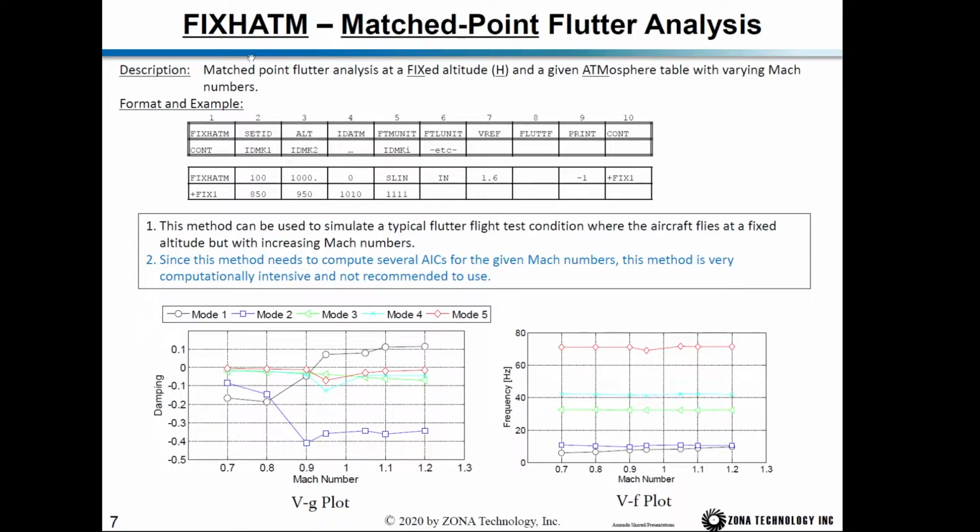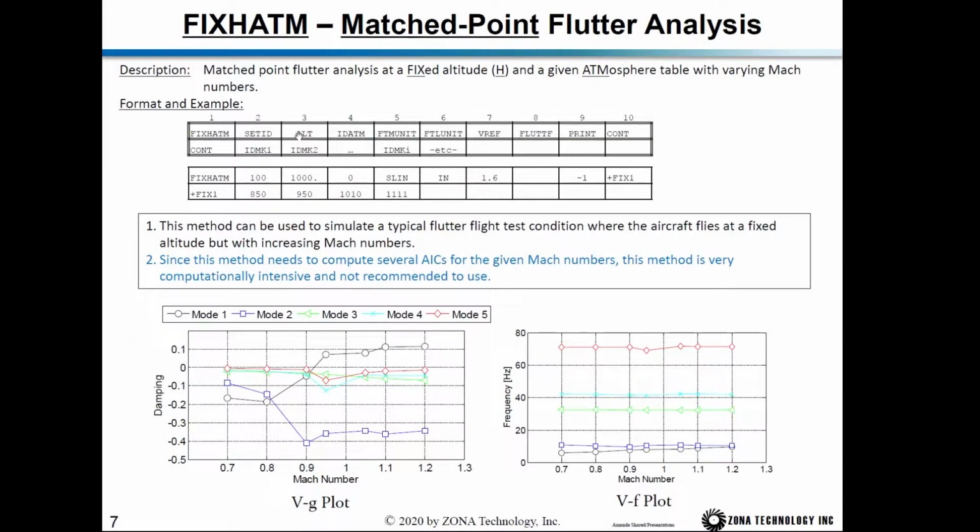If the Flutter card refers to the fixed HATM, this is the match point Flutter analysis. This card tries to simulate the flight test condition. So usually when we perform the Flutter flight test at a constant altitude, the aircraft accelerates from the low speed to high speed.